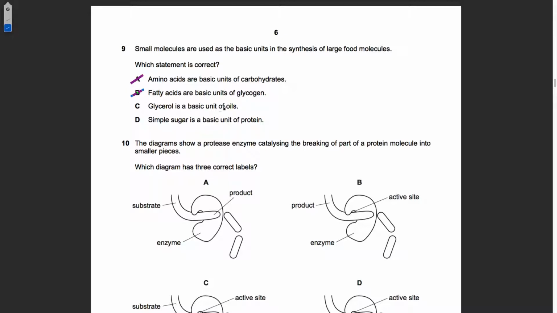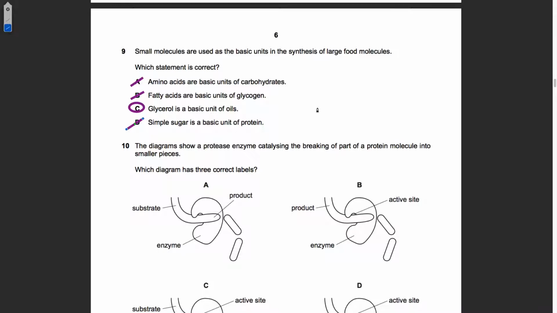Glycerol is a basic unit of oils. Yes, oils are a type of lipid. They're a lipid that's liquid at room temperature. And glycerol and fatty acids together would make a lipid. So C is correct. D, simple sugar is a basic unit of protein. Absolutely not. Simple sugars are a carbohydrate. So C is our correct answer.